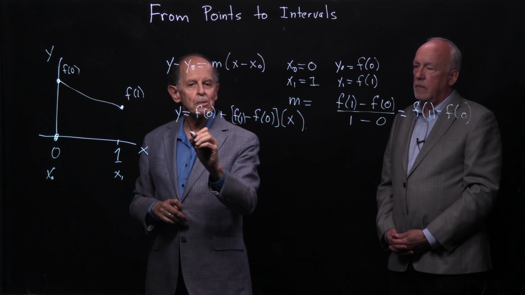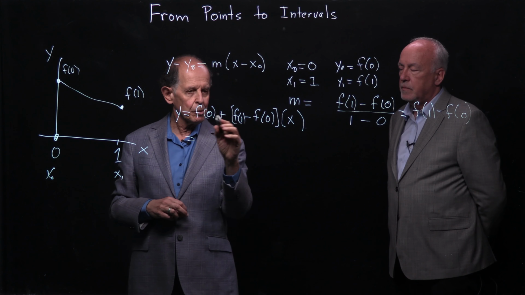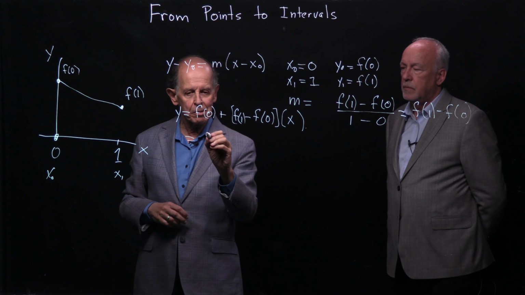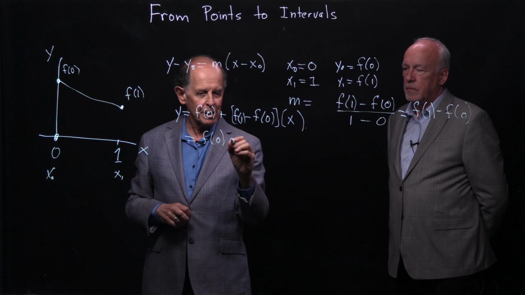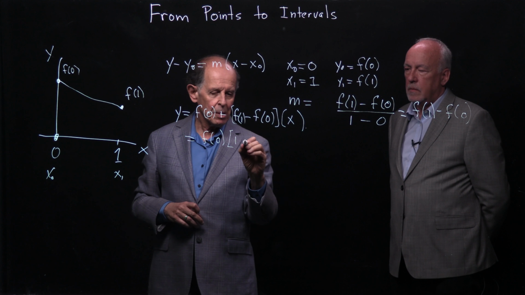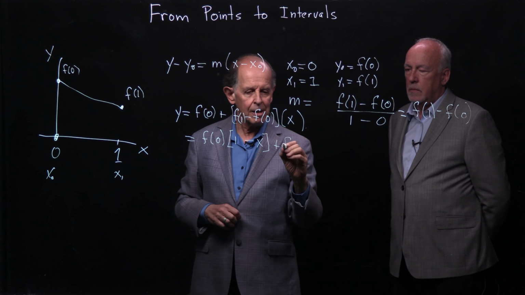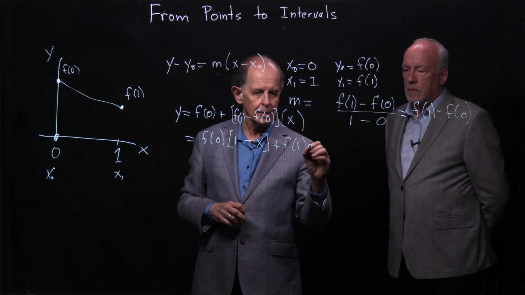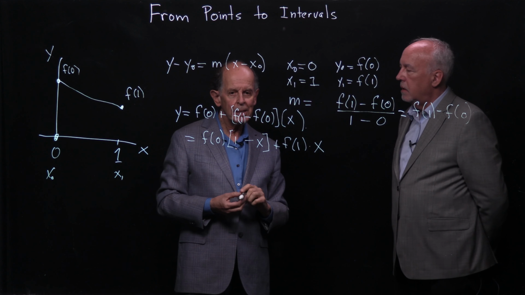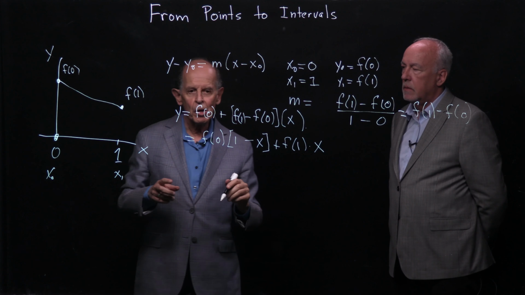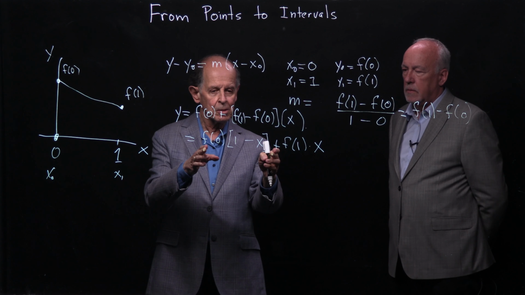So let's rearrange this a little bit and collect terms in f of 0. So f of 0 is multiplied by 1 minus x, plus f of 1 times x. Great. Now, the point is, if you look at this, we can actually see we're adding 2 linear functions.